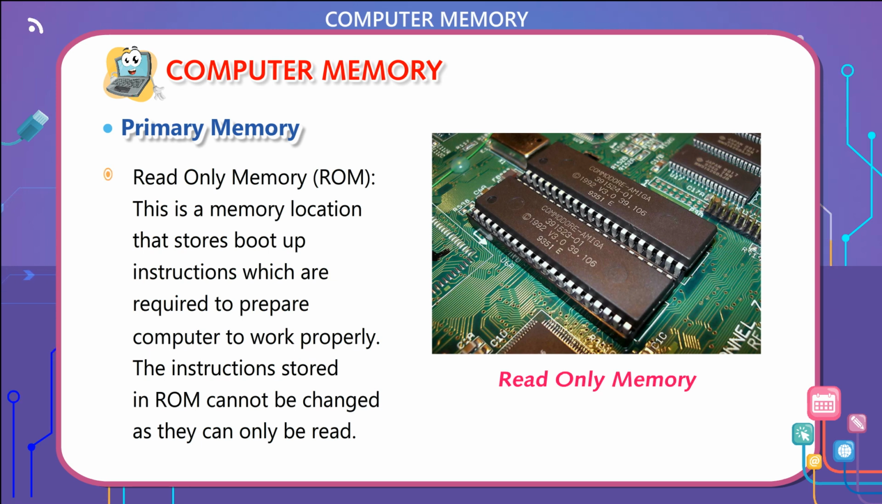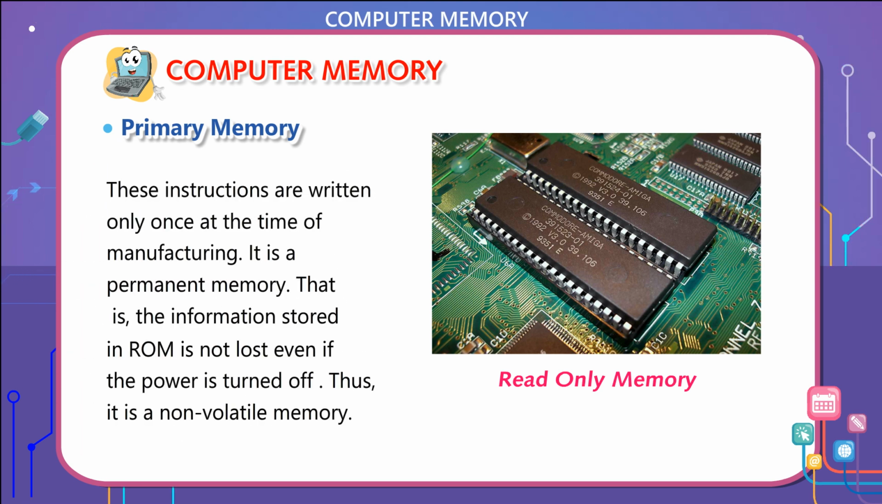Read-only memory, ROM. This is a memory location that stores boot-up instructions which are required to prepare the computer to work properly. The instructions stored in ROM cannot be changed as they can only be read. These instructions are written only once at the time of manufacturing. It is a permanent memory. That is, the information stored in ROM is not lost even if the power is turned off. Thus, it is a non-volatile memory.